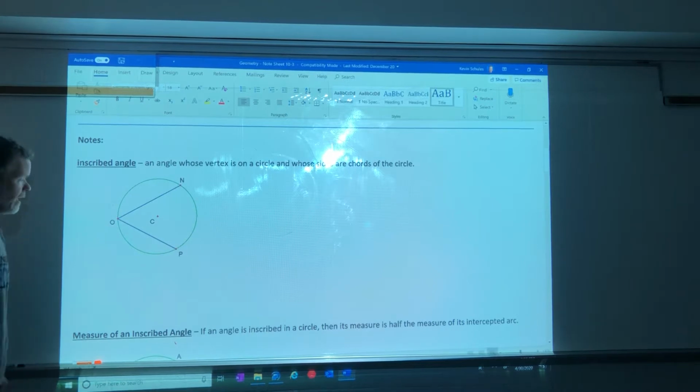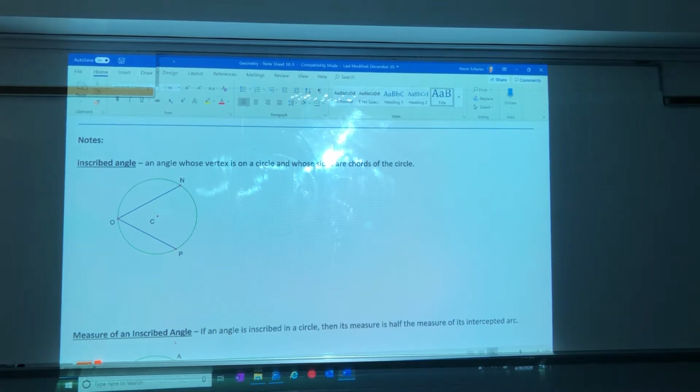An inscribed angle is going to be an angle that has its vertex right on the circle, and the two sides are chords. They go from one point in the circle to another. One point to another. So this is your basic definition of an inscribed angle.